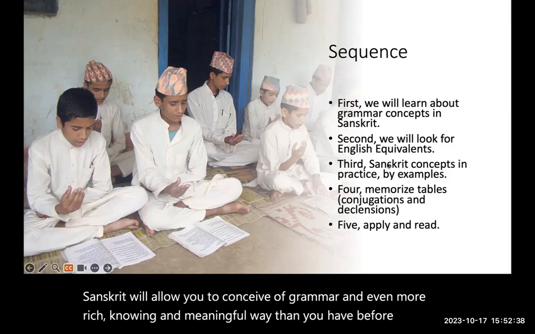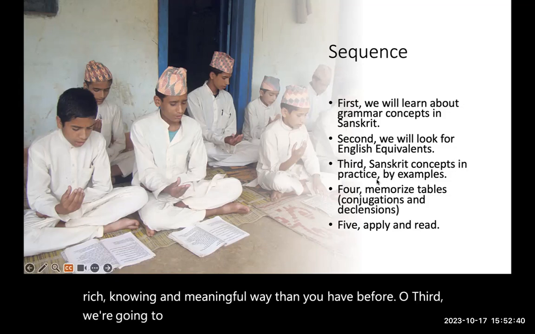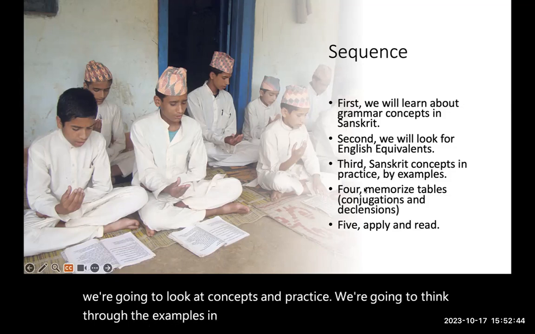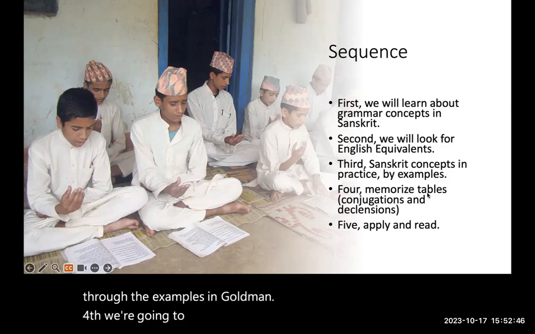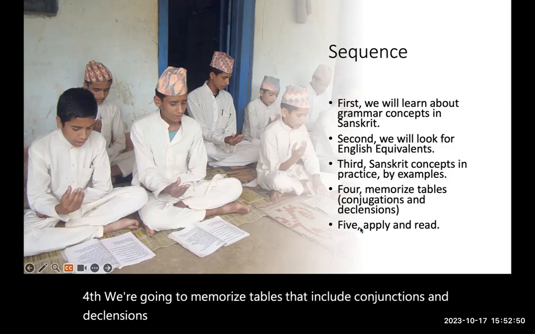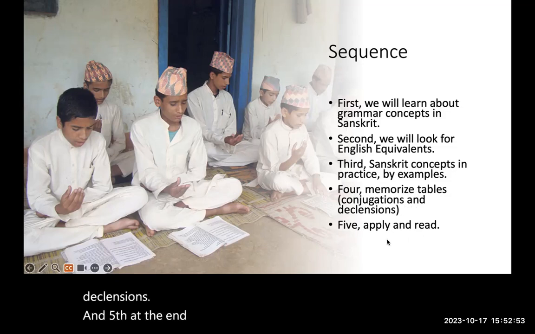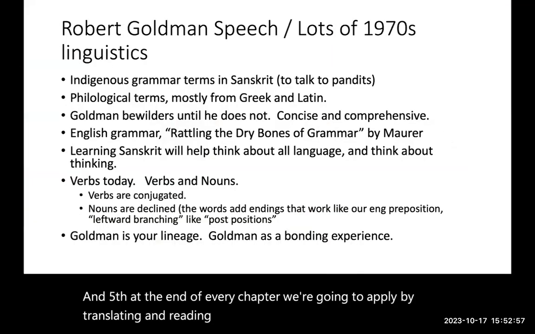So third, we're going to look at concepts in practice. We're going to think through the examples in Goldman. Fourth, we're going to memorize tables that include conjugations and declensions. And fifth, at the end of every chapter, we're going to apply by translating and reading. That's what we're going to do.